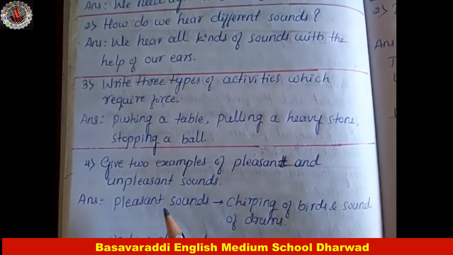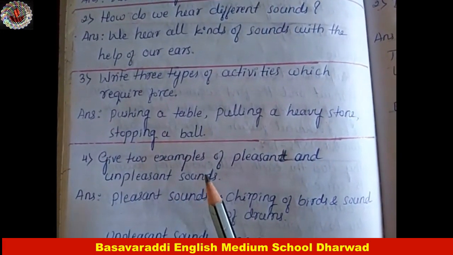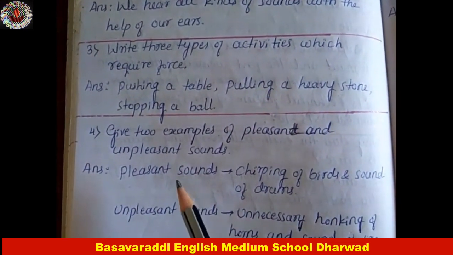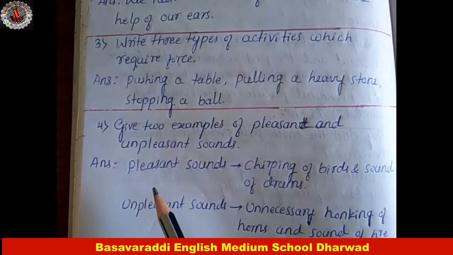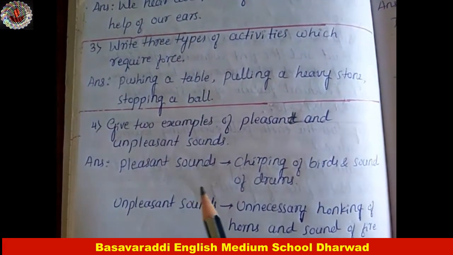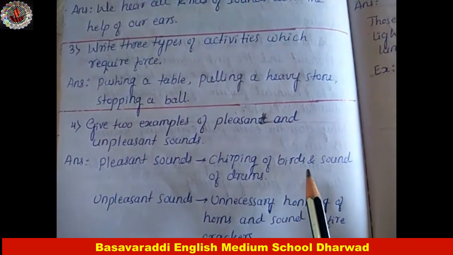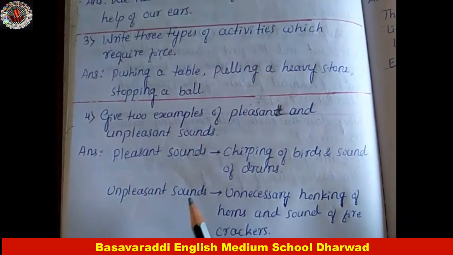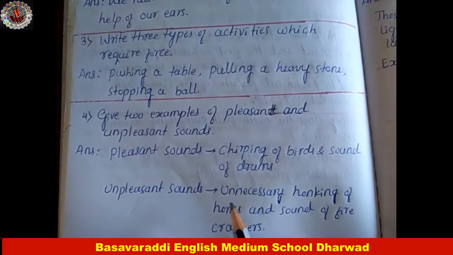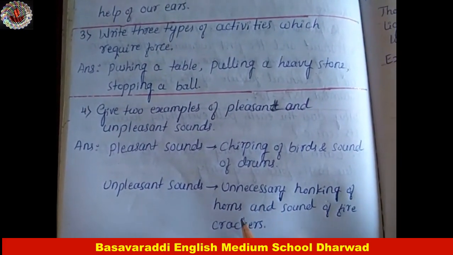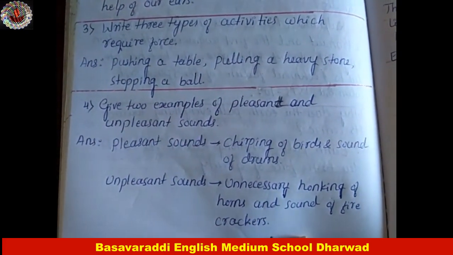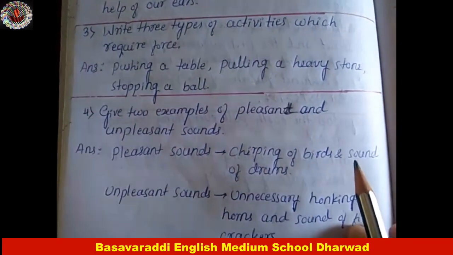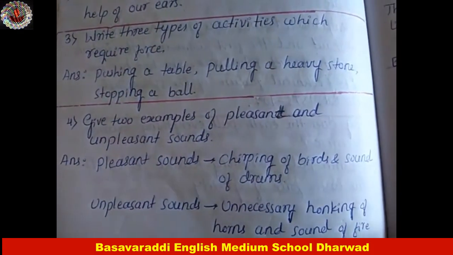The fourth question is, give 2 examples of pleasant and unpleasant sound. Answer, pleasant sound, chirping of birds and sound of drums. The next one is unpleasant sound, unnecessary honking of horns and sound of firecrackers. Okay, these are the 2 examples of pleasant and unpleasant sounds.